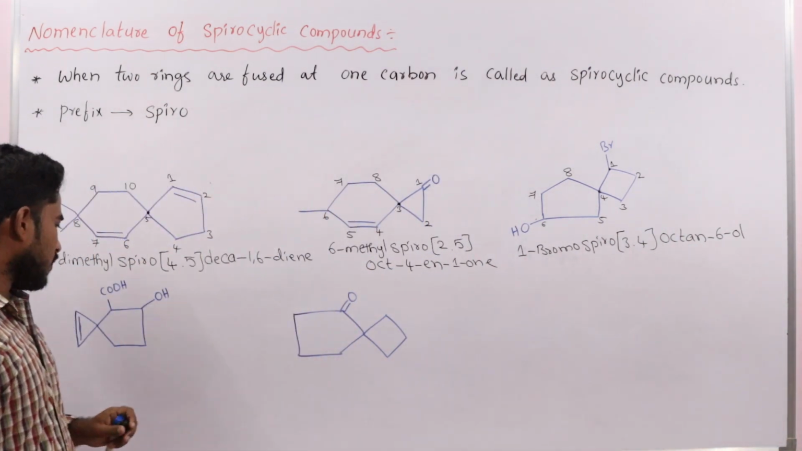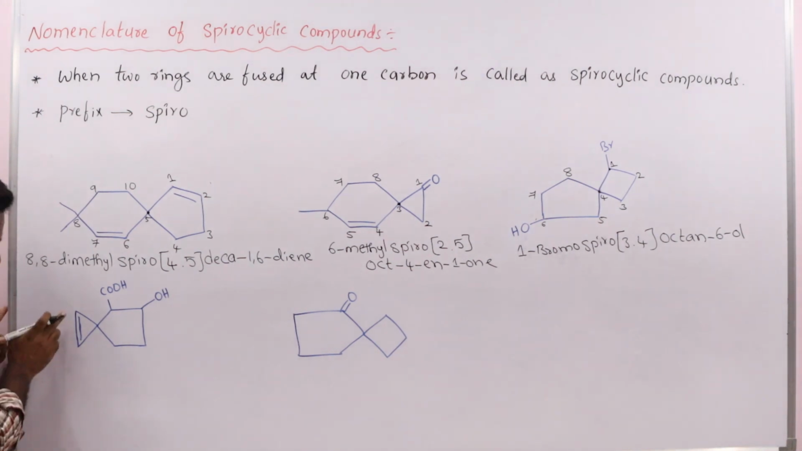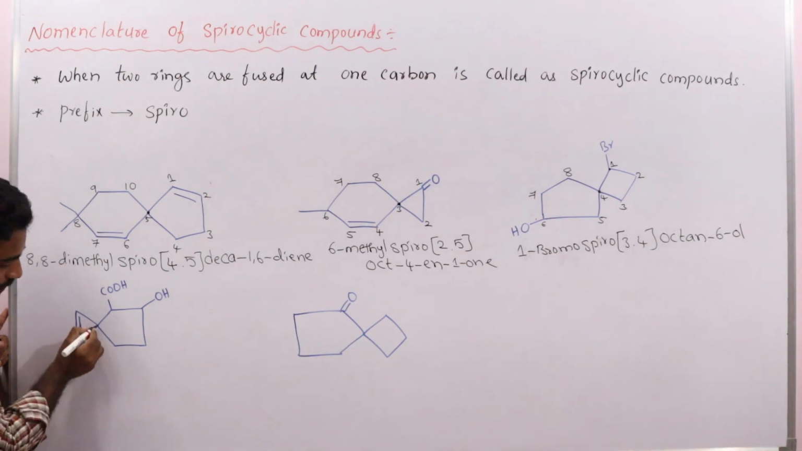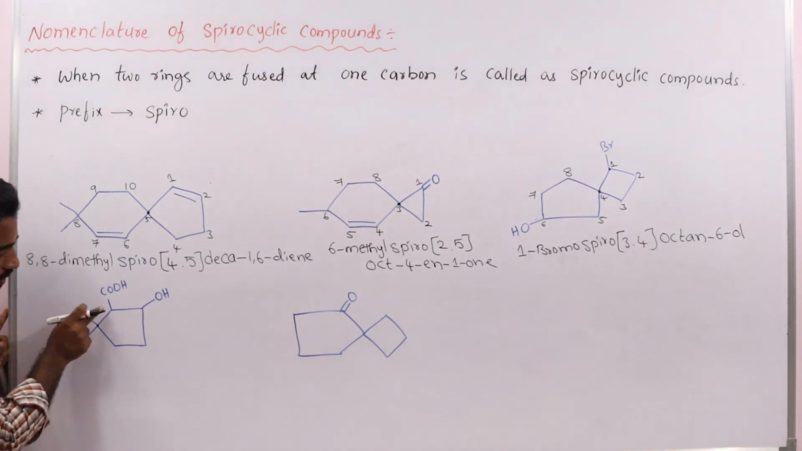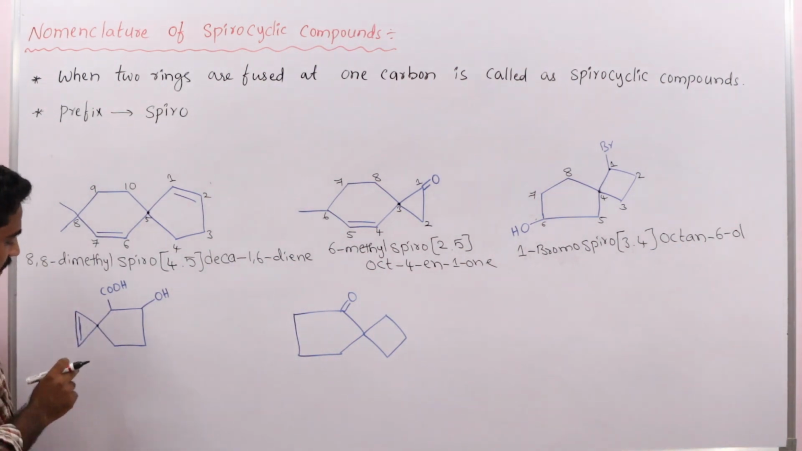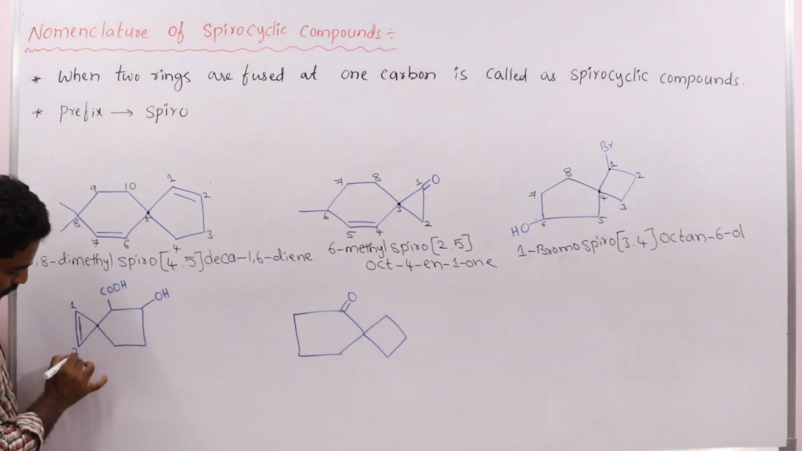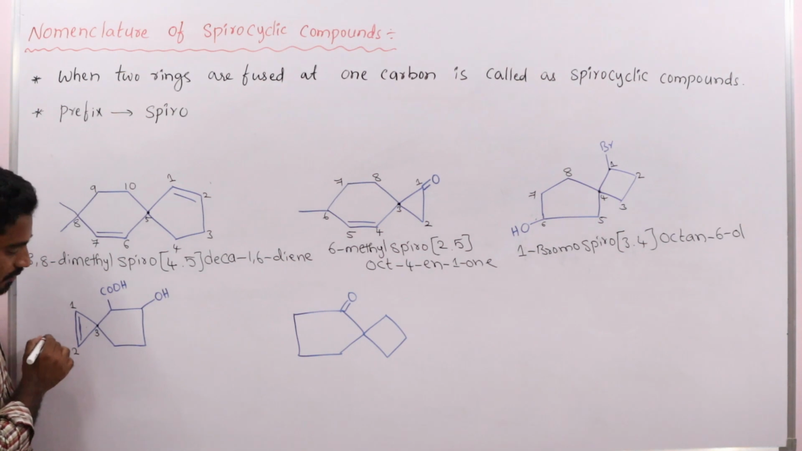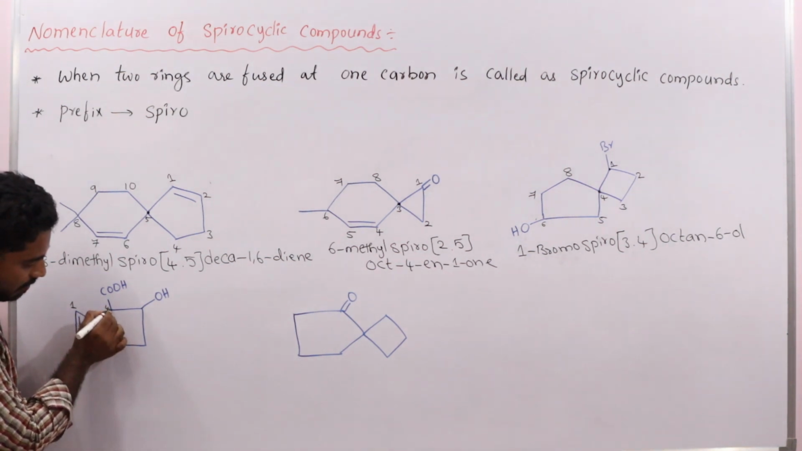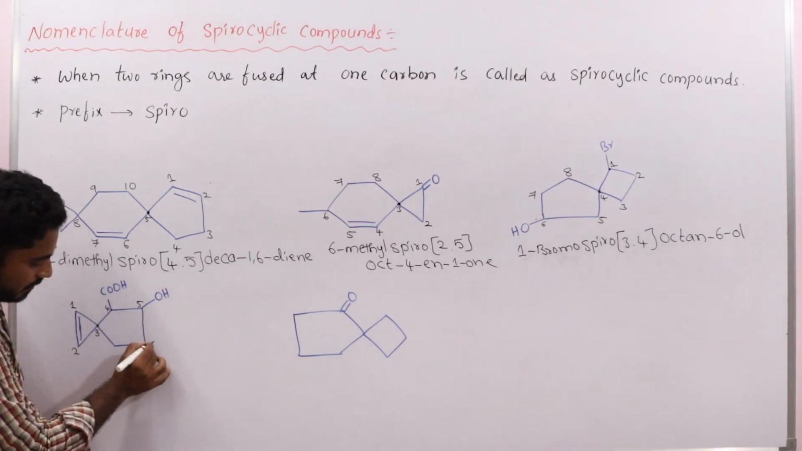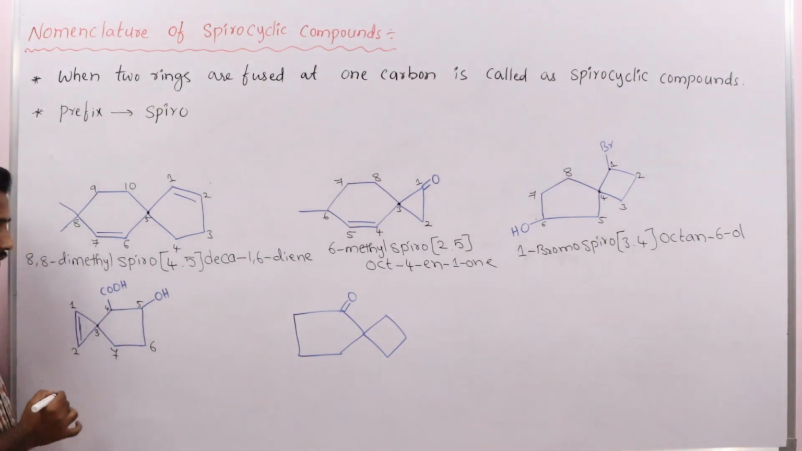Let us see the next example. Here this is a 3-membered ring, and this one is a 5-membered ring, fused at 1 carbon, which is called the spirocarbon. Even though this larger ring contains the main functional group, we have to start numbering from the smaller ring: 1, 2, 3, then 4 here, because this carbon has the COOH functional group. 4, 5, 6, 7. Okay.